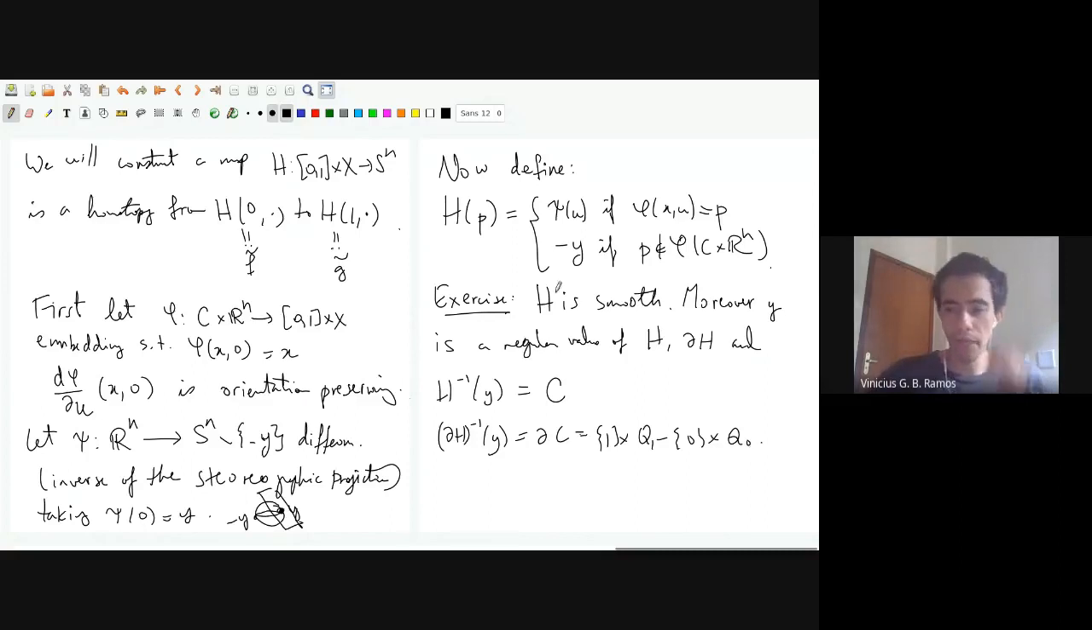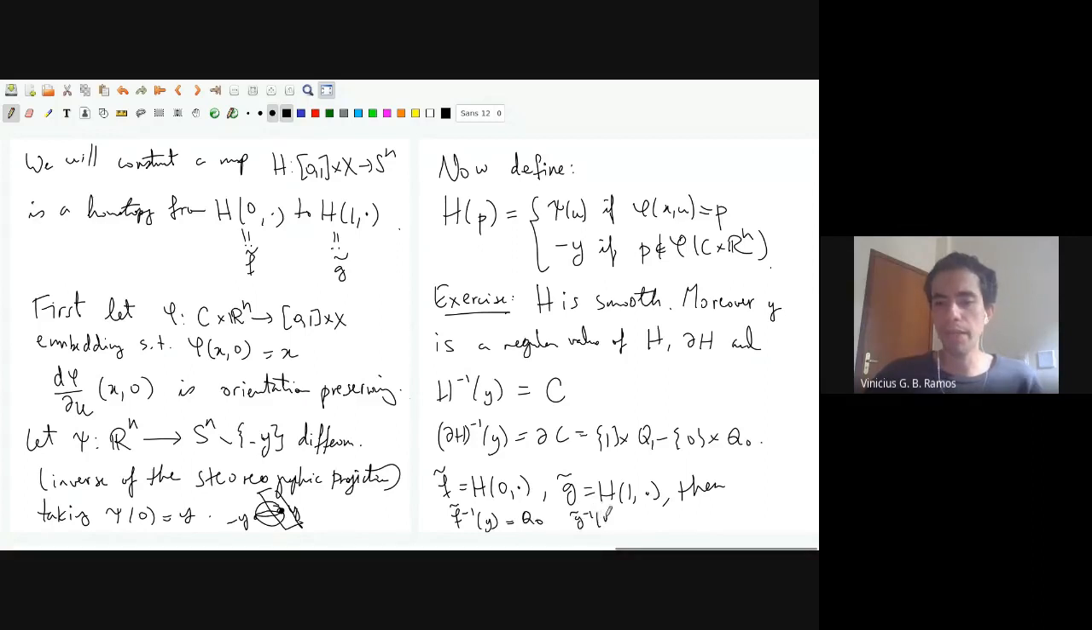So now basically what I'm saying is that if you define f tilde to be h of 0 dot and g tilde to be h of 1 dot, then the preimage of y by f tilde is going to be q0, and the preimage of y by g tilde is going to be q1. And there is a homotopy, so f tilde is homotopic to g tilde.